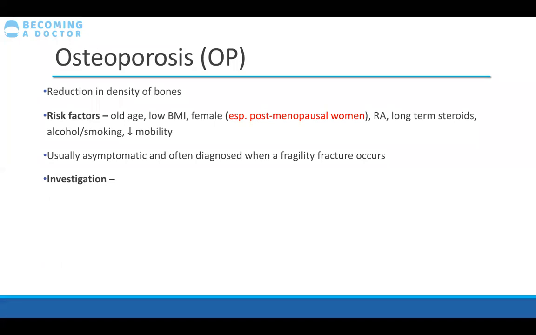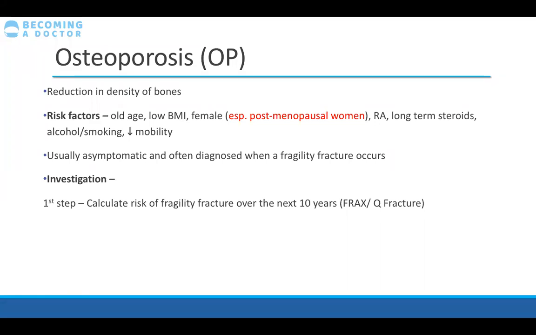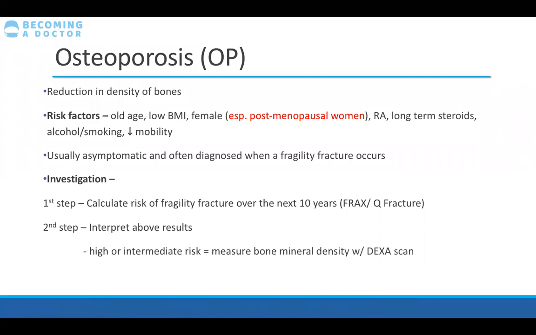In terms of investigations, I've divided them into steps. The first step is to calculate the risk of a fragility fracture over the next 10 years. You can use either FRAX or QFracture, depending on the preference in your area. The second step is to interpret the above results. If it's a high or intermediate risk, you want to measure bone mineral density with a DEXA scan. If it's a low risk, you want to reassure them.